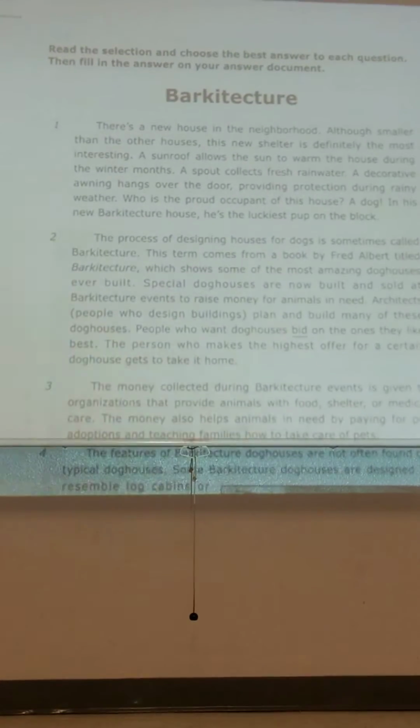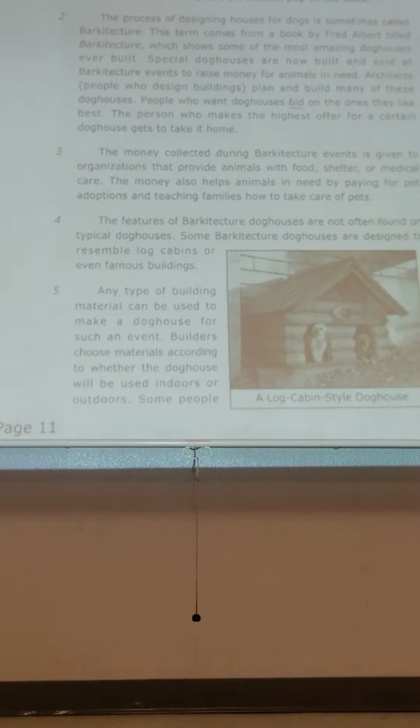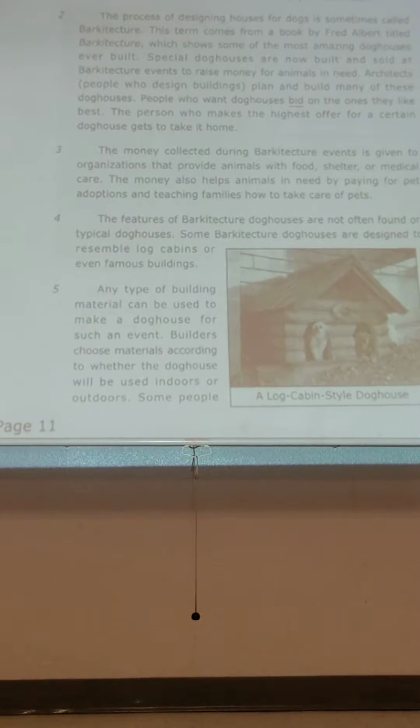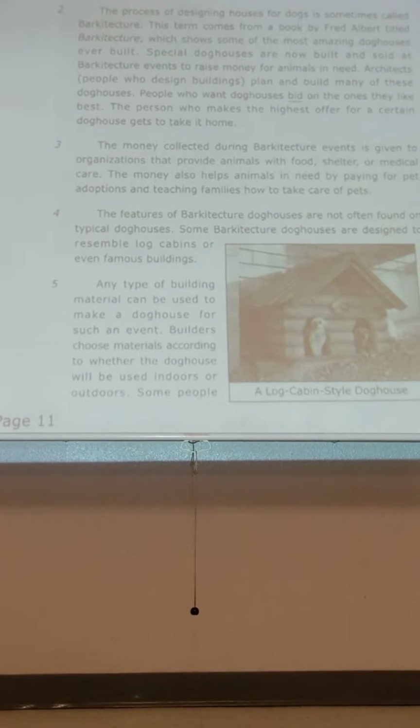Okay, so there are 5 paragraphs on the first page. So how many hashtags should we have? 5, maybe 4, because paragraphs 3 and 4 are a little bit shorter, so we might be able to combine those. All right, are we ready?